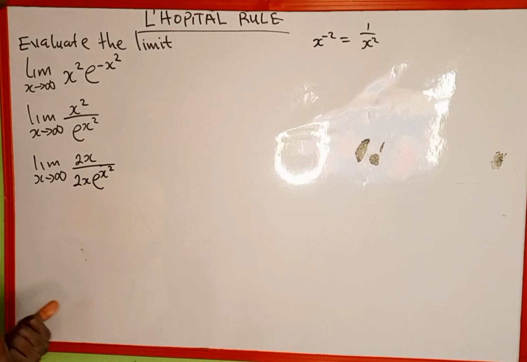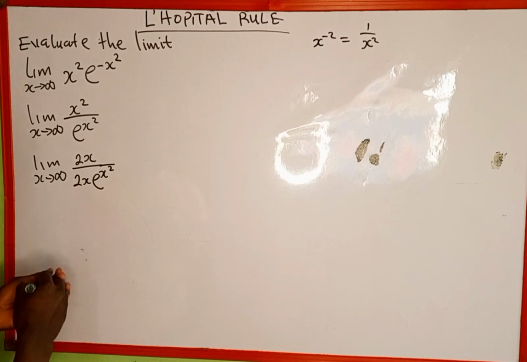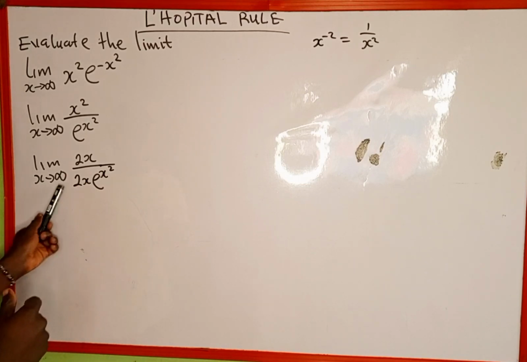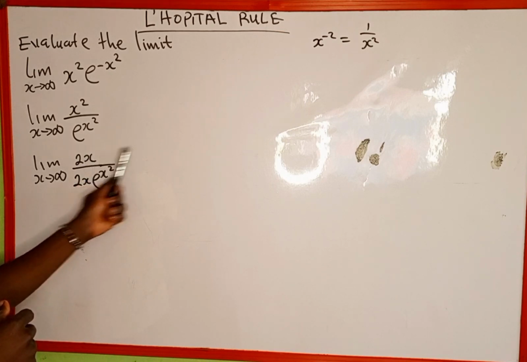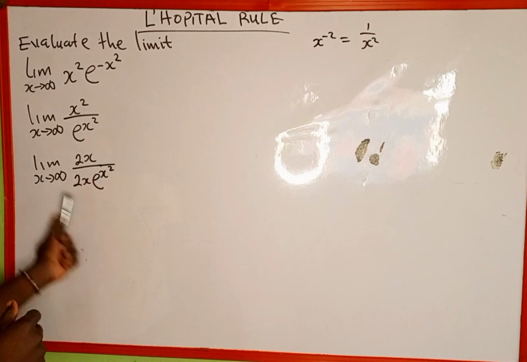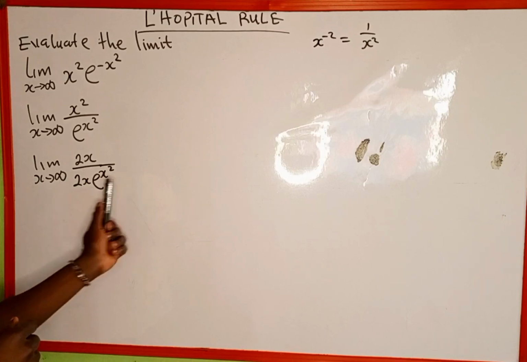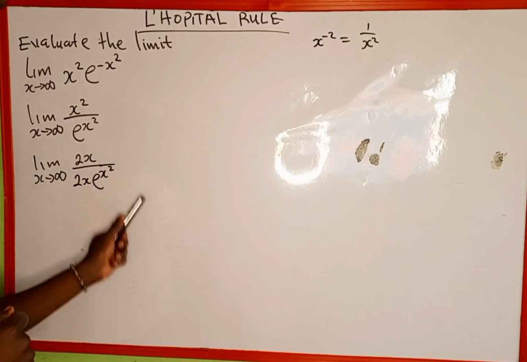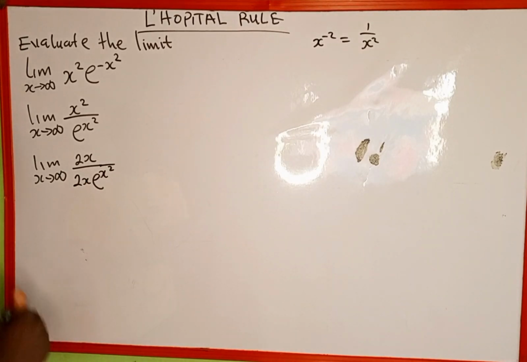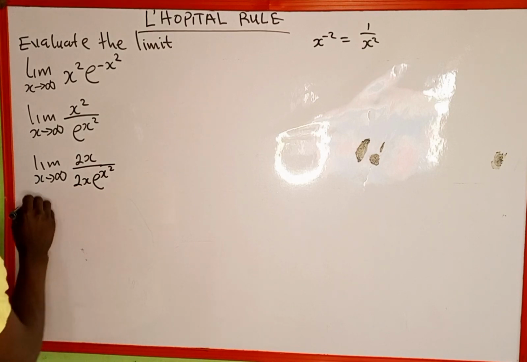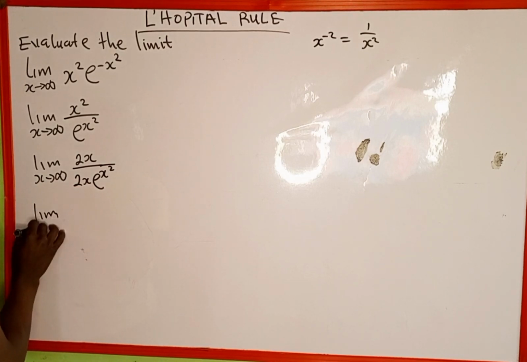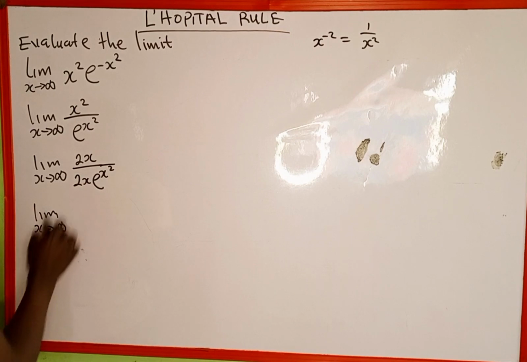Now we're going to do direct substitution and see whether we still arrive at undefined. When we plug in positive infinity here, 2 multiplied by infinity is infinity. Then when we plug in infinity here, everything here is going to be infinity. Infinity divided by infinity is still undefined. Then we differentiate again. This is going to be our limit as x approaches positive infinity.